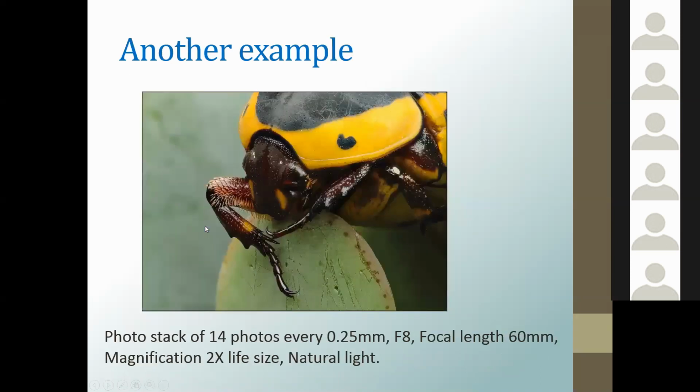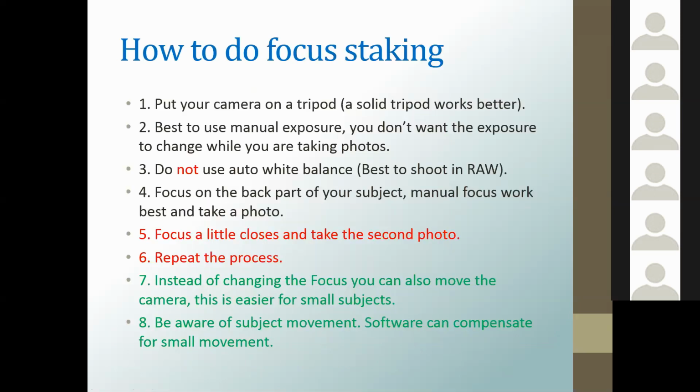This is another example. This is of a bug in my garden. I think I ended up with 14 photos, but eventually these things start moving. There was a photo every 1/4 millimeter, again at f8, and this is about 2 times life size, and this is getting a bit more challenging. If you go beyond 1 times life size, it's really getting a bit more challenging, moving 1/4 millimeter at a time. Okay, how do I do this?